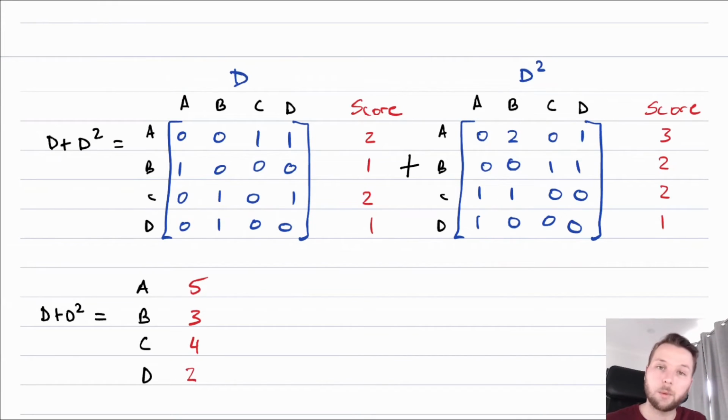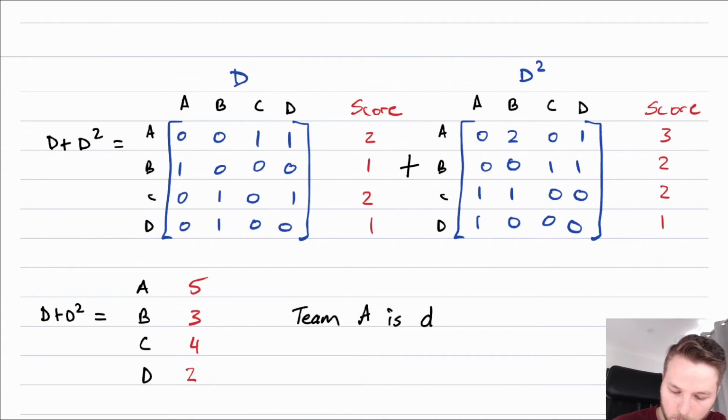Right, so here we have a clear hierarchy of teams. You can see here that team A is dominant. Okay, they are the best team. They have the most points, you could say. There are a few other things that we can do after combining those 1 and 2 step paths.